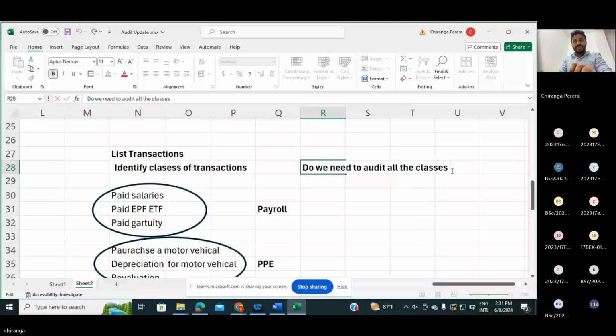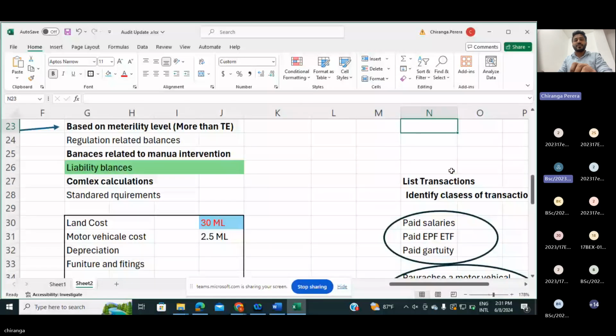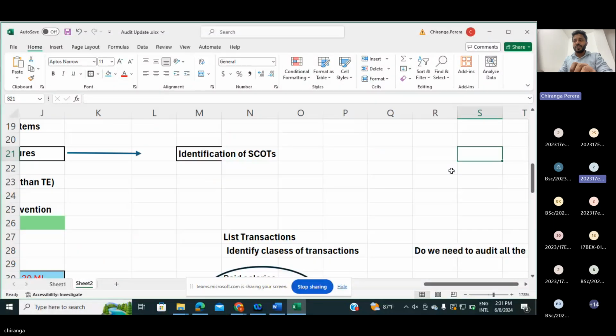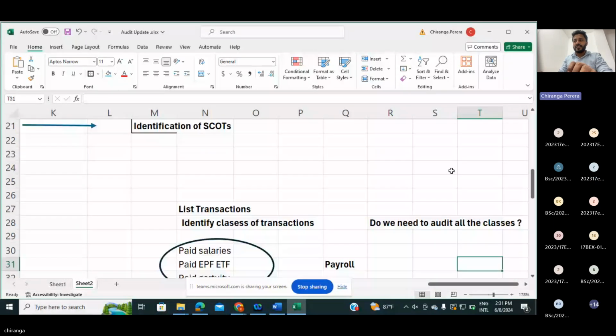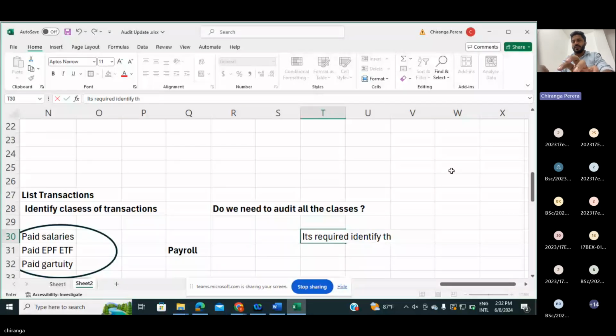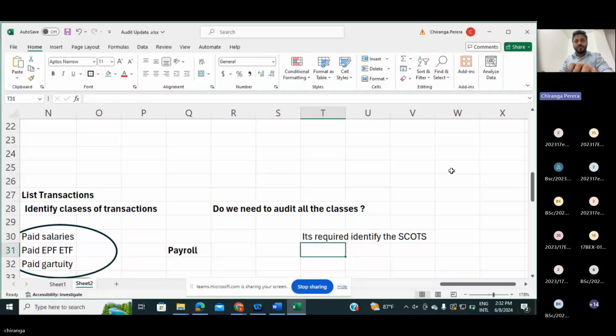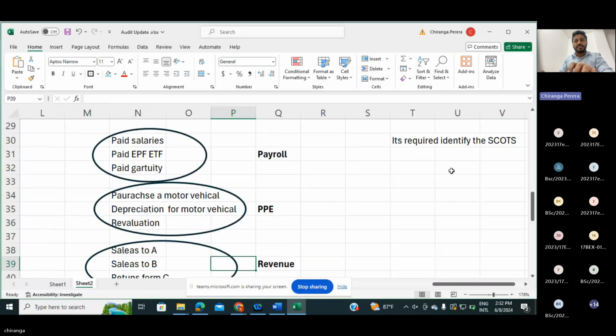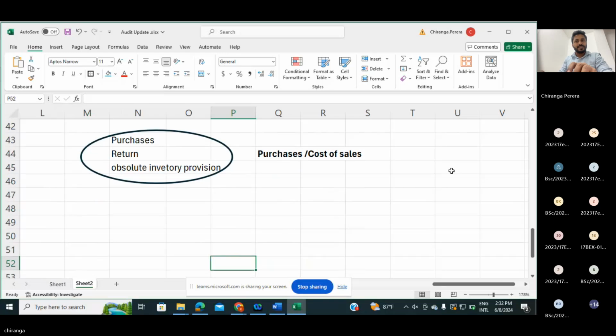So what do we have to do then? What's the step we are in? Significant class of transactions. It's required to identify the significant class of transactions, right? From this, we should identify what are the significant classes of transactions. Insignificant classes we can eliminate, right? So how are we going to identify significant classes?